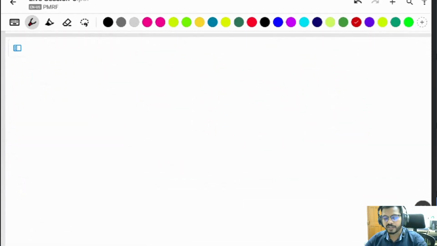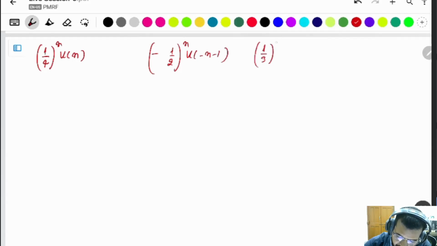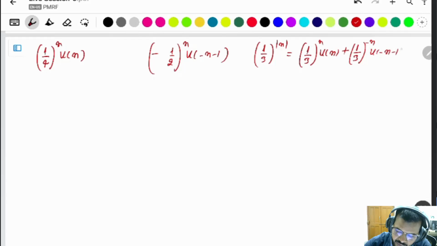And stability, how can we find the stability? Let's take some examples to find the causal and stable system. The first is (1/4)^n u[n]. The second example is -(1/2)^n u[-n-1]. The third one is (1/3)^|n|. |n| is written as (1/3)^n u[n] plus (1/3)^(-n) u[-n-1].